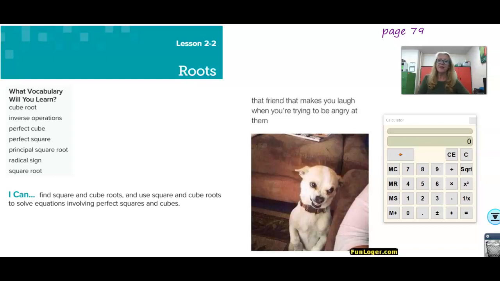Hi, boys and girls. Today we're going to be learning about Lesson 2.2 roots. The vocabulary that we're going to be talking about: cube root, inverse operations, perfect cube, perfect square, principal square root, radical sign, and square root.